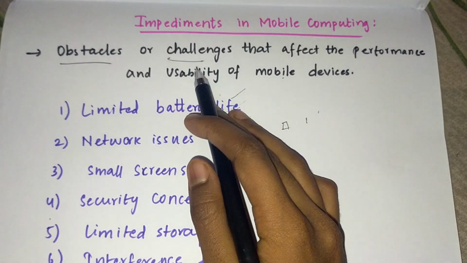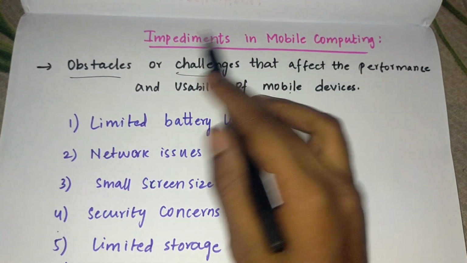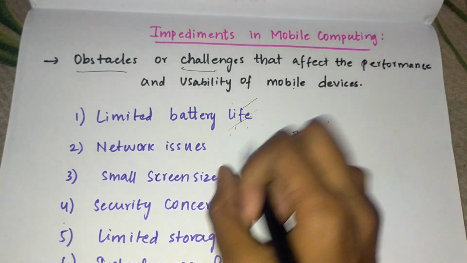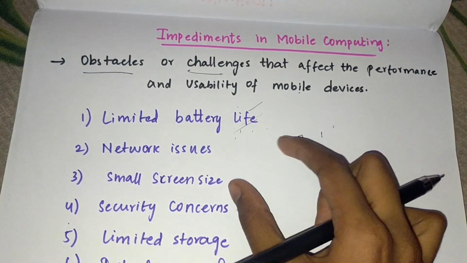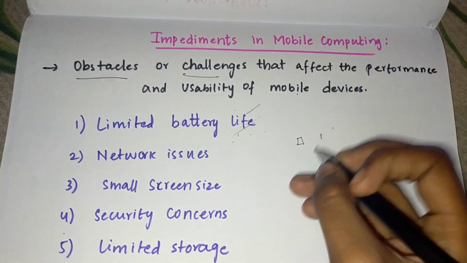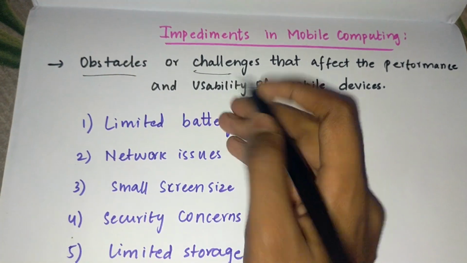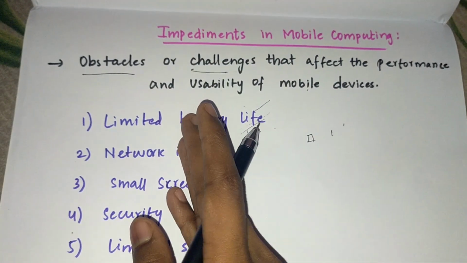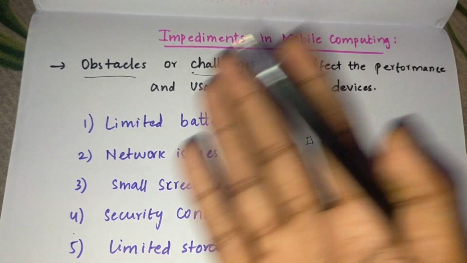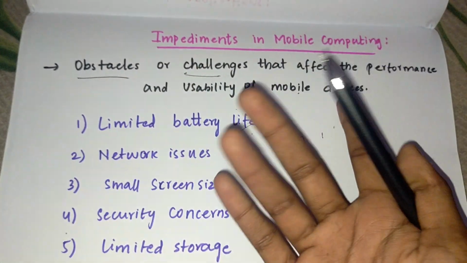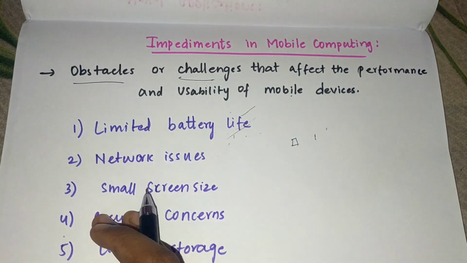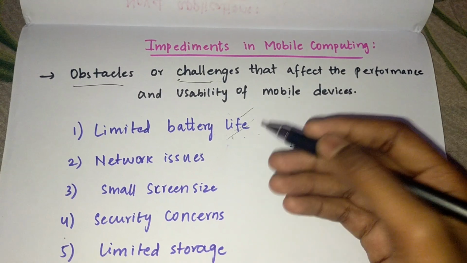Everyone, so in this video we'll see what are impediments in mobile computing. Okay, so the first thing, when this impediments question comes in your question paper, all you have to remember is obstacles or challenges that you're facing in your phone. If you're getting these obstacles and challenges, what happens? Your performance and usability decreases, right? Your phone gets to hang and all, right?